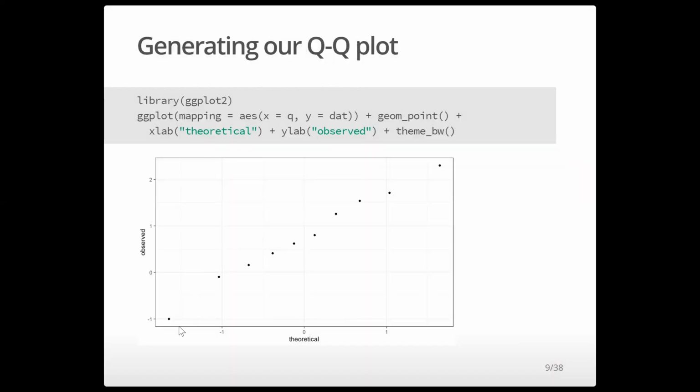And we note that we get a nice straight looking line. Our data does appear to be following the expected normal distribution, a distribution we would expect to see if our data was drawn from a normal distribution.